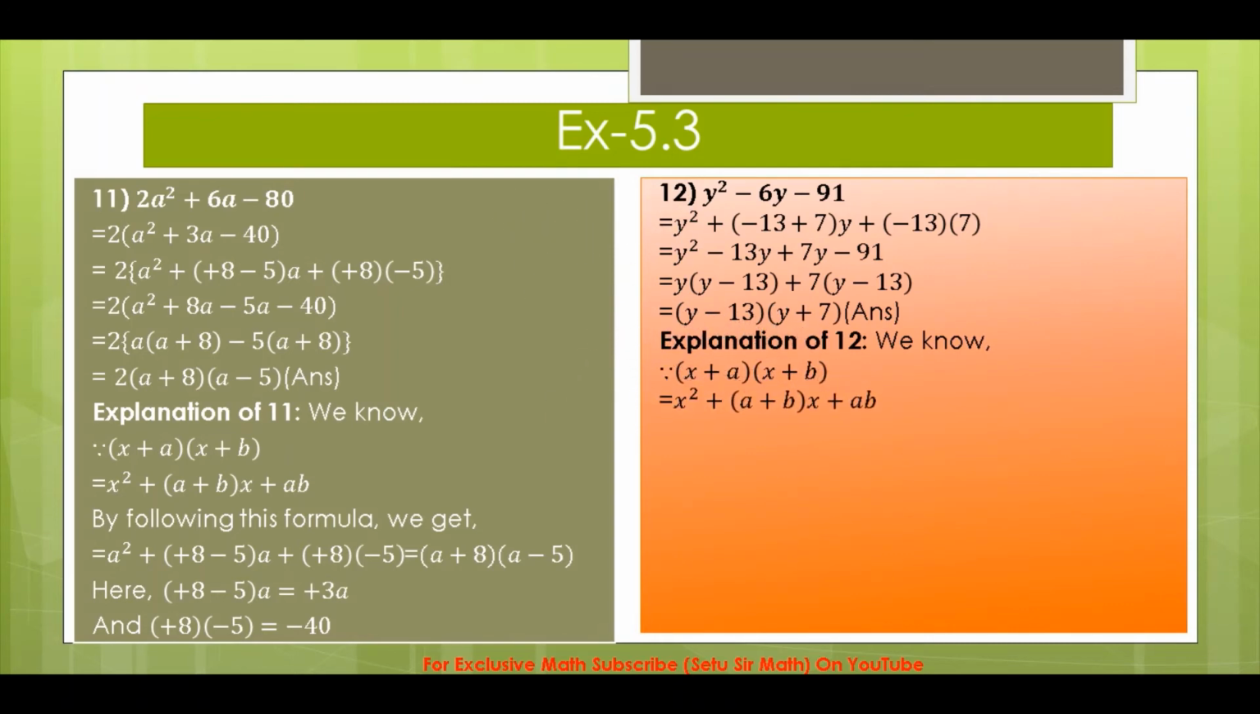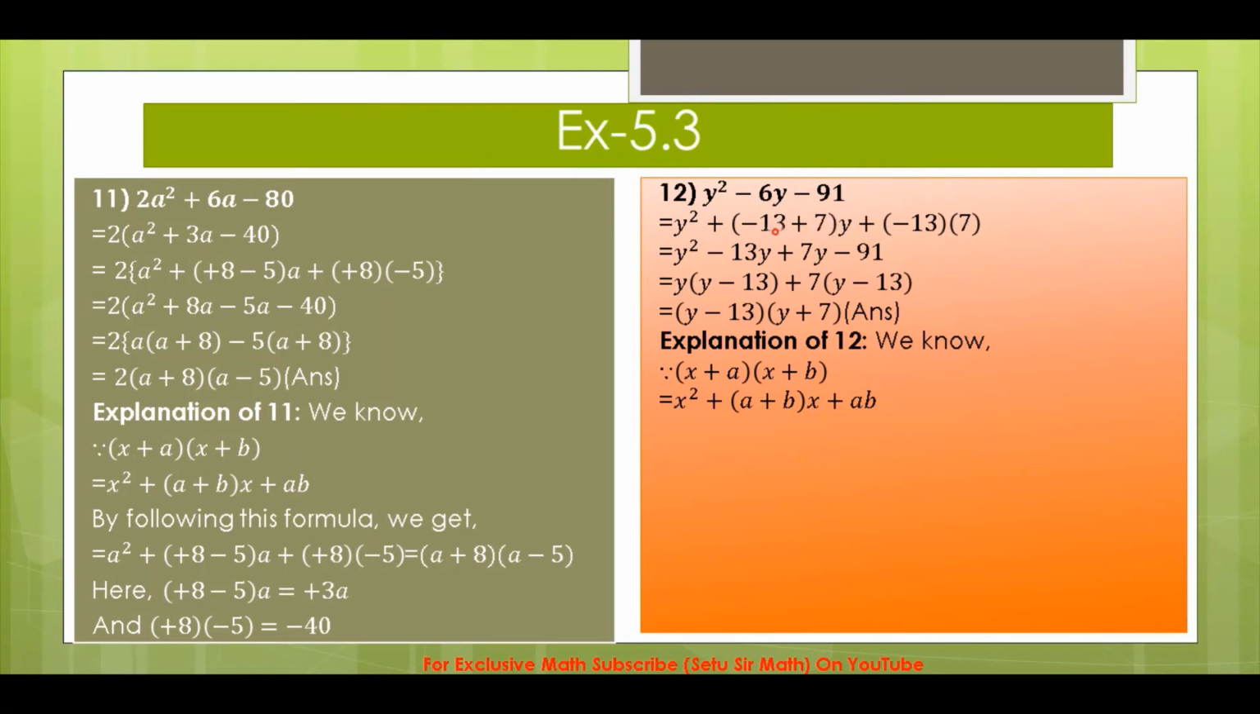This is the explanation of 12, and this is the formula: x plus a into x plus b, that would be x square plus a plus b into x plus ab. So you have to make a format of this 91 like ab. How can we make this format? So we will take 2 factors from 91, that would be 13 and 7. Why is that 13 and 7?